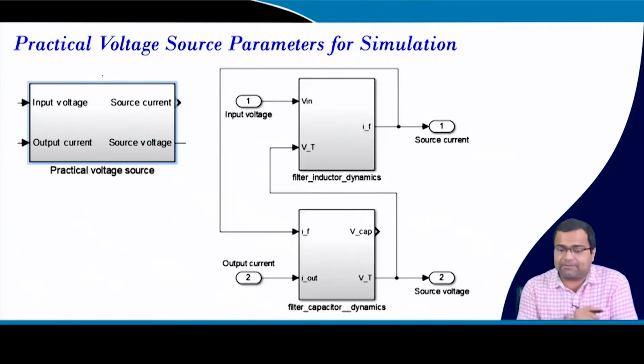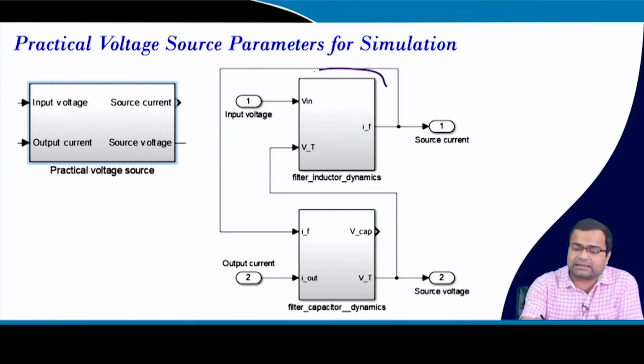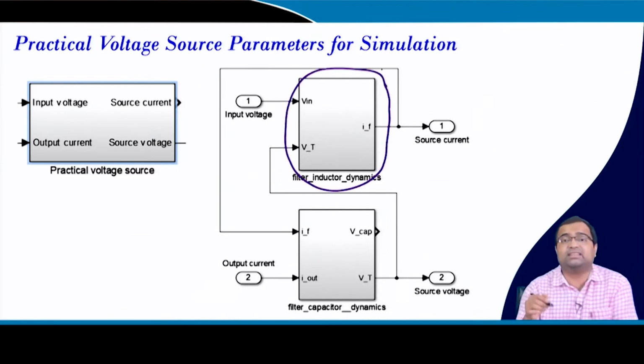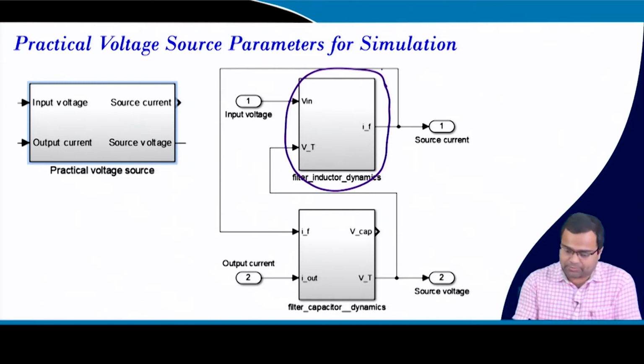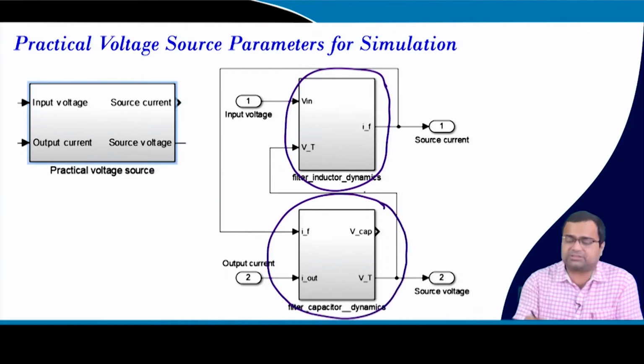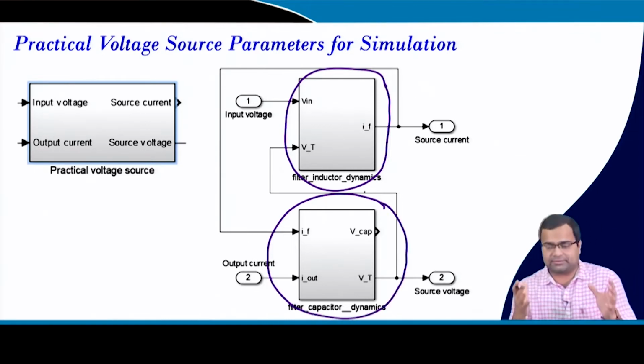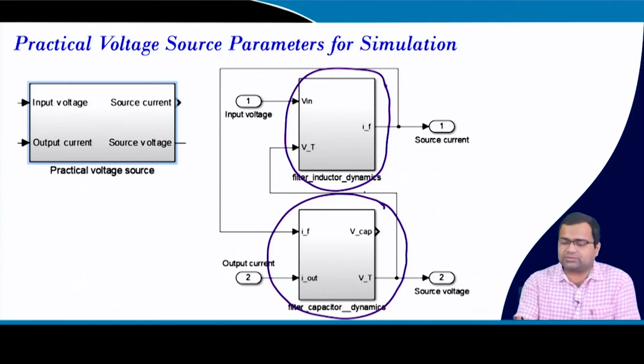Okay. If I go inside the Simulink block, it has two subsystems. One is the inductor current dynamics, which we have discussed in the converter model. So, I am not going to do that, but I will show you in the Simulink block. The other dynamical equation is linked with the capacitor current of the filter. Okay. And then these two are the terminal.